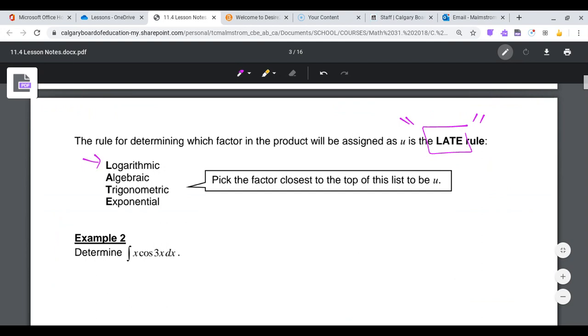If it's logarithmic, the logarithmic guy gets to be u. If there's no logarithmic in your function, like in this example number 2, we don't have a log, move to the next one. Algebraic comes next. So algebraic is your x, your 2x, your 5x, x squared. So this guy, x, will be my u because he's algebraic. And then trig comes after algebraic, so he has to be my dv. In the previous example, I had e to the x, that was exponential. This is why in the previous question, I chose u to be x, because I already knew the rule. Now you know the rule.